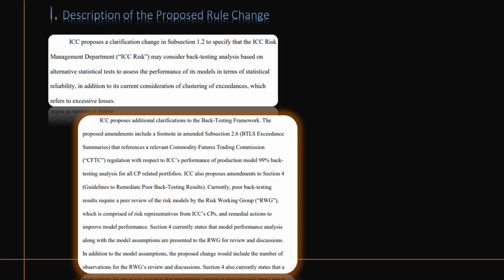ICC also proposes amendments to Section 4, which is guidelines to remediate poor backtesting results. Currently, poor backtesting results require a peer review of the risk models by the Risk Working Group, or RWG, which is comprised of the risk representatives from ICC's CPs, and remedial actions to improve model performance. Section 4 currently states that model performance analysis, along with model assumptions, are presented to the RWG for review and discussions. In addition to the model assumptions, the proposed change would include the number of observations for the RWG's review and discussions.